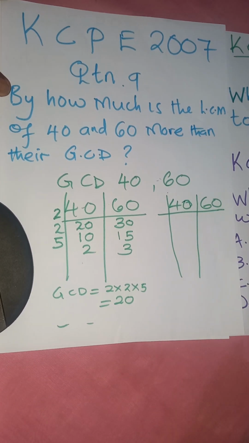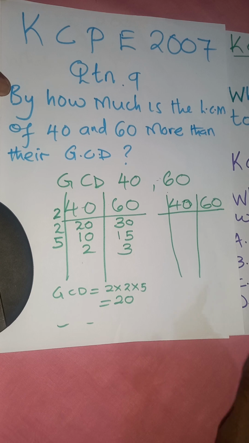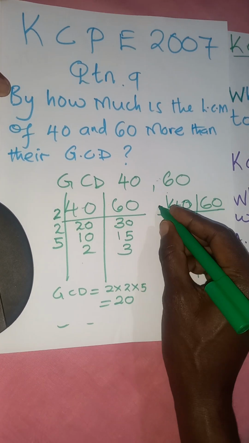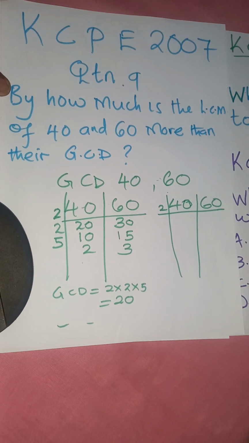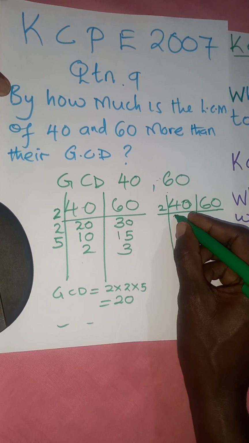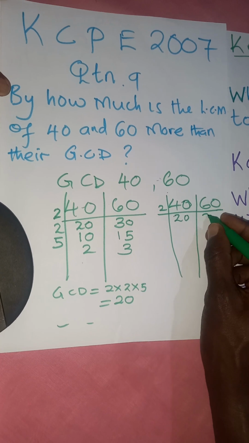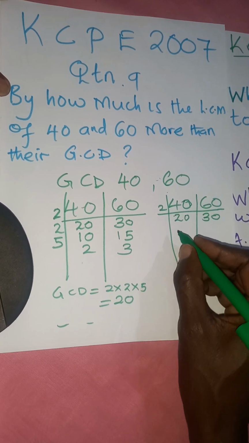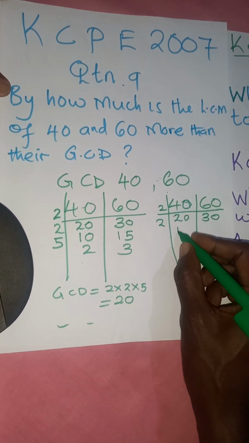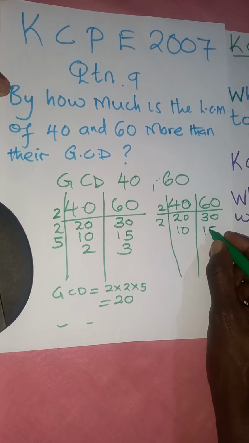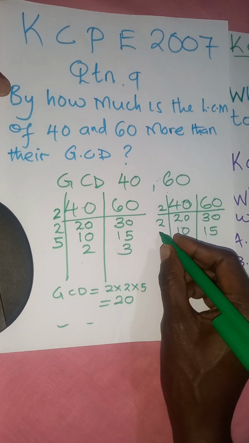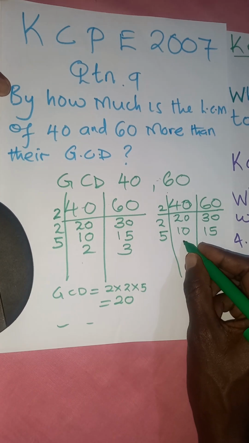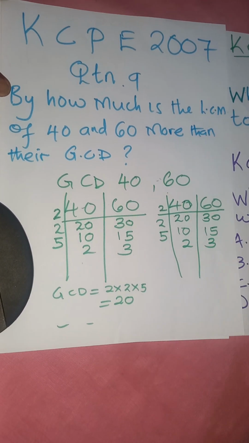So in LCM, you divide all the numbers to completion. You make sure you divide every number until you get 1. So we start with 2 again because it's the smallest divisor. So this is going to be 20, this is going to be 30. We move on with 2 again. This is 10, this is 15. Okay, then we proceed with 5. We get 2 and we get 3.